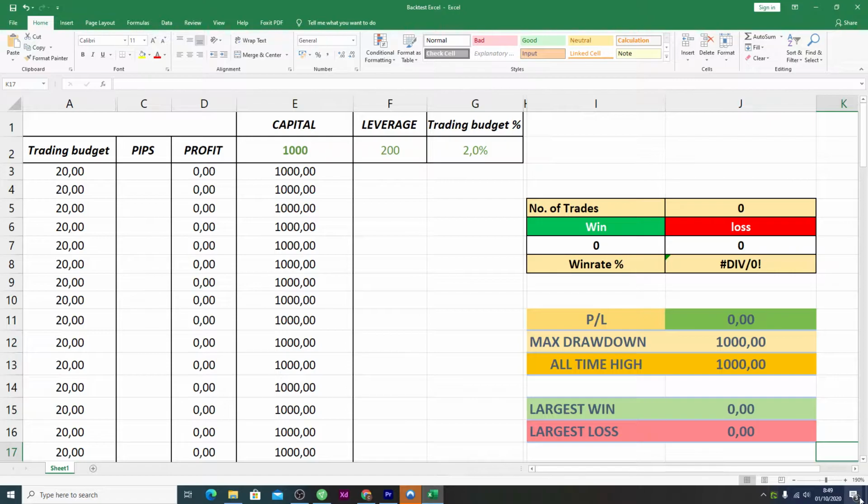So for backtesting, I'm using this Excel sheet. You can download it free with the full instructions, link in the description below. So I'll start with a capital of $1,000 using 200 times leverage per trade. However, each trade, I'm only risking 2% of my total capital. So without further ado, let's start backtesting.